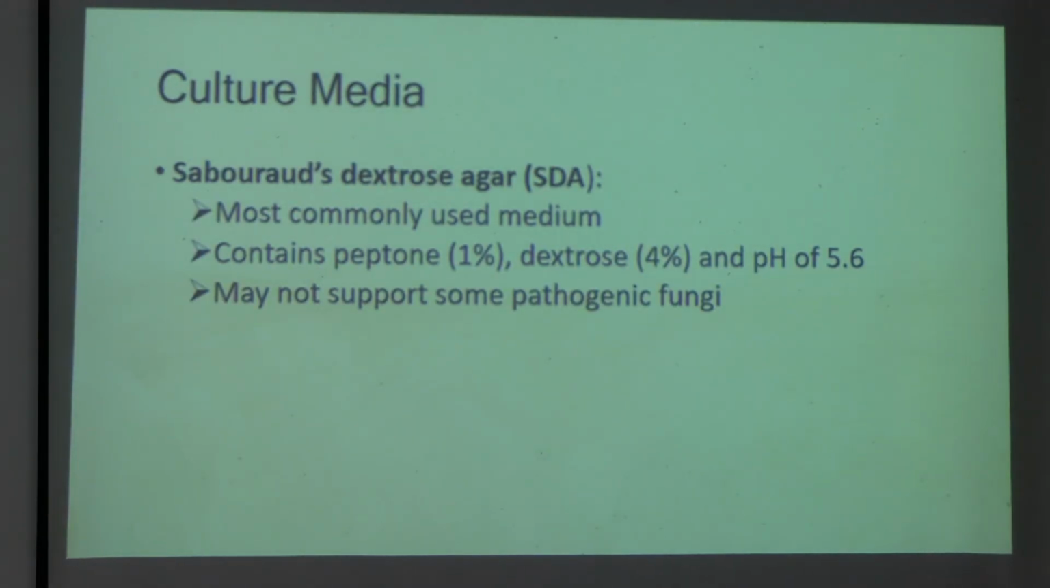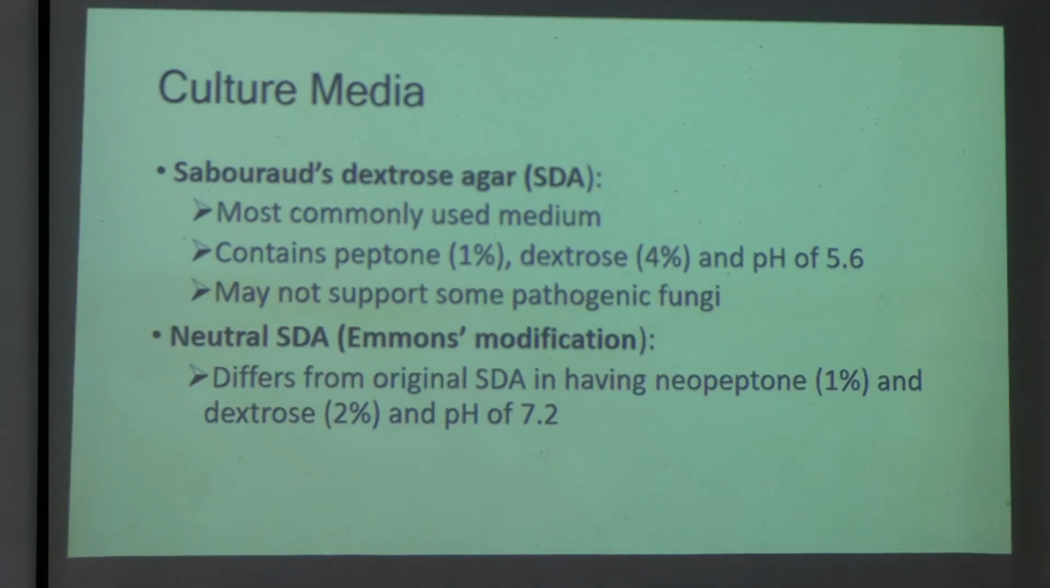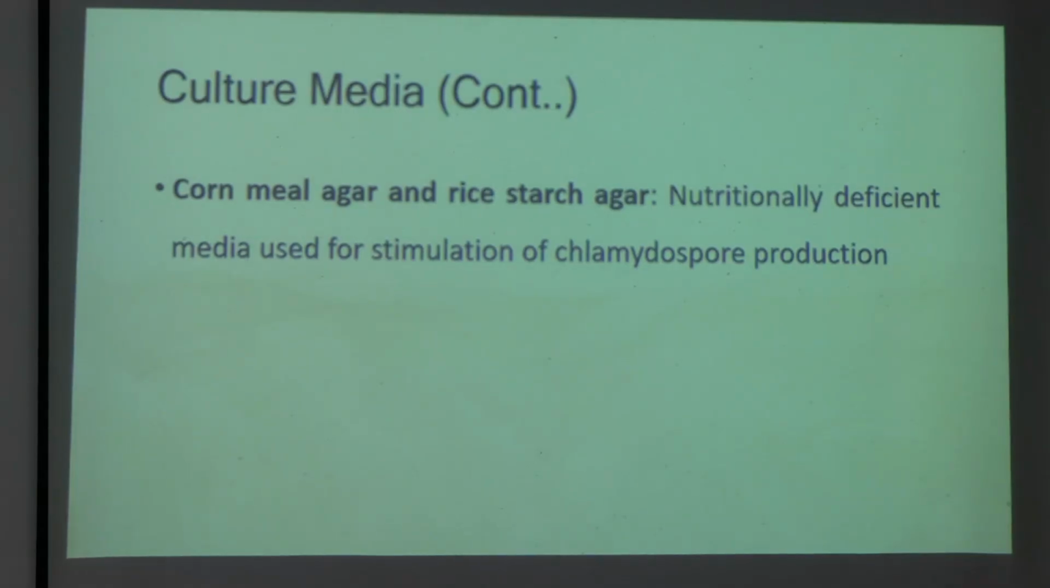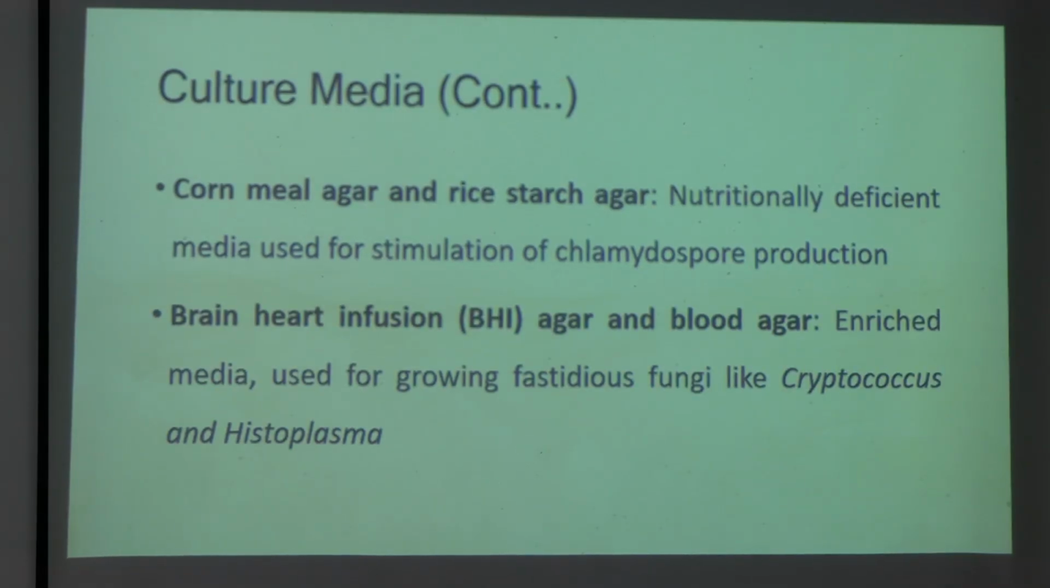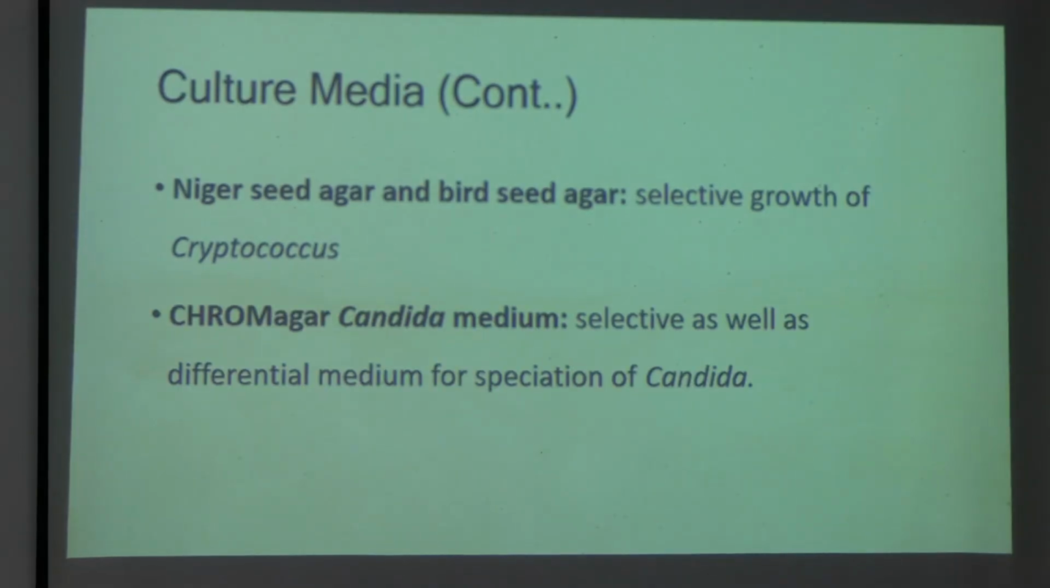Okay. Then for culture, mainly we use Sabouraud's dextrose agar. We have neutral Sabouraud's dextrose agar, called Emmons modification. Then we have cornmeal agar and rice starch agar, brain heart infusion agar, blood agar, Niger seed agar, bird seed agar. Chrome agar is mainly used for Candida. So different species of Candida will have different colors when they grow. Okay.